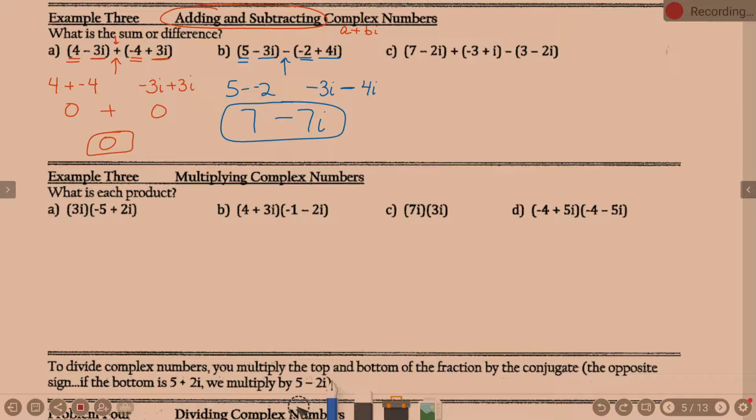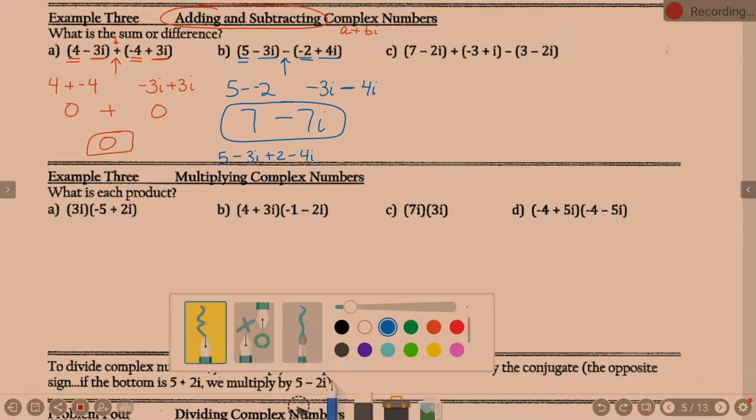The other way I could see this taught, you go to another teacher, might teach a different way, is some people would teach to distribute the negative sign. And if you distribute the negative sign, you would have 5 minus 3i minus negative 2, which becomes plus 2. Sorry, it's not an i, it's just a 2. Minus negative 2 becomes plus 2. And then minus a positive 4i is minus 4i. If you would rather write it out like that first, and then put like terms together, you could do that as well. Either way, we land at the answer of 7 minus 7i. And that's where I need you guys to end up.